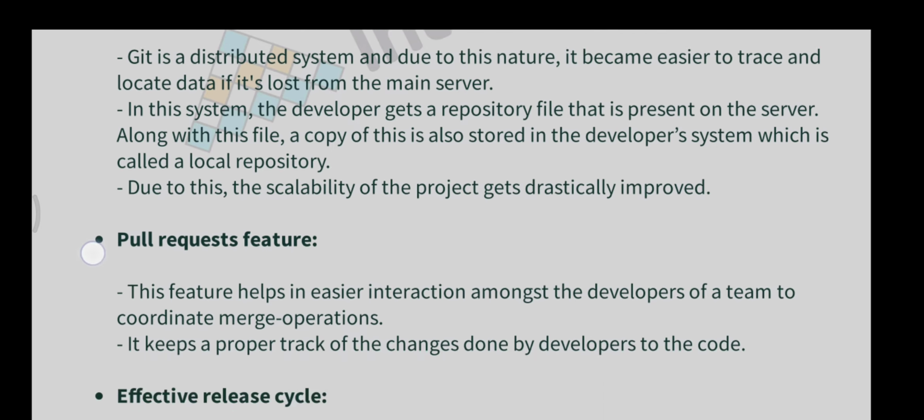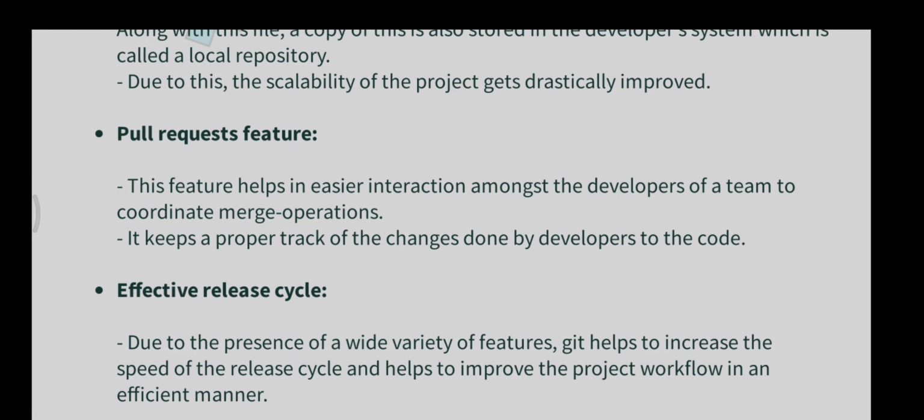Pull request feature. This feature helps in easier interaction among the developers of the team to coordinate merge operations. It keeps a proper track of the changes done by developers to the code. Effective release cycle. Due to the presence of a wide variety of features, Git helps to increase the speed of the release cycle and helps to improve the project workflow in an efficient manner.